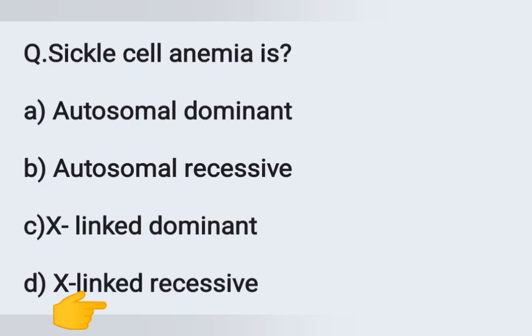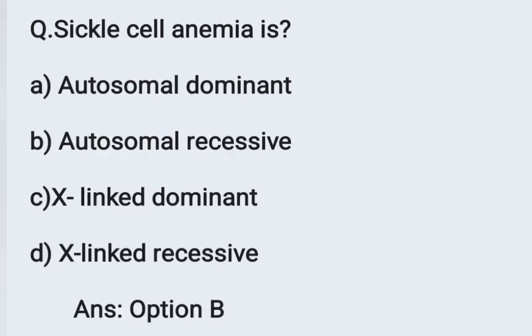And the next question is sickle cell anemia is options. Option A autosomal dominant, option B autosomal recessive, option C X-linked dominant, option D X-linked recessive. Sickle cell anemia is a type of autosomal recessive disorder. Here the correct answer is option B.